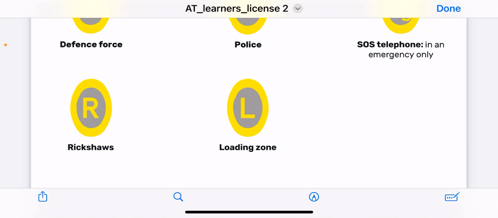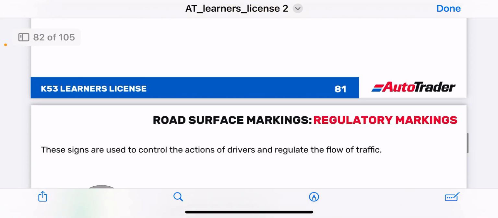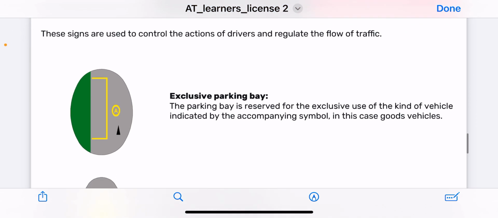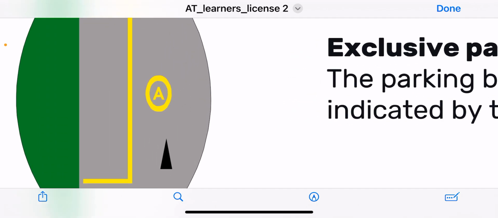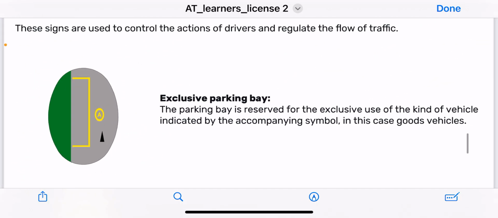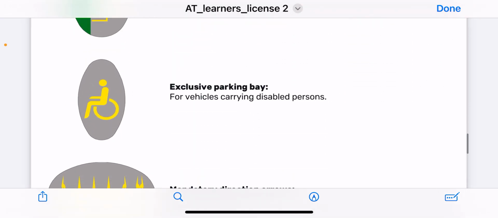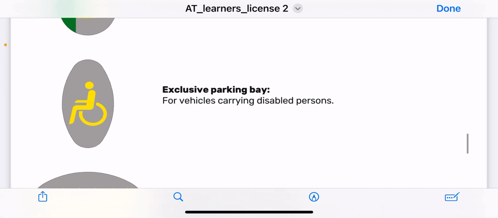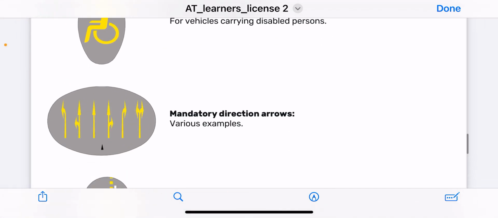And then you have the loading zone, okay? And then here is an exclusive parking bay. You see with this marking, A for ambulances, so this parking is reserved for ambulances only. And then this one is an exclusive parking bay for vehicles carrying disabled persons.